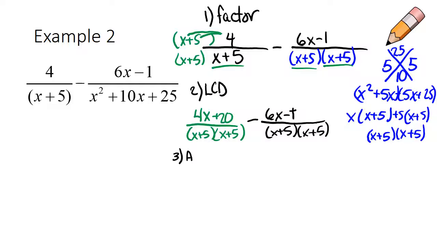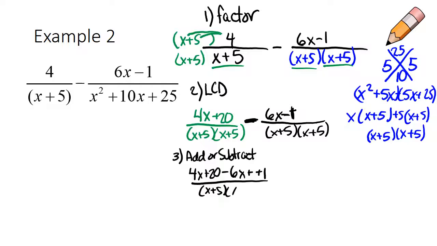Step 3, add or subtract. In this case, be very careful. You're subtracting the 6x and subtracting the negative 1. So watch your signs. I end up with 4x plus 20, subtract 6x, subtract negative 1, which changes to adding. Bring down that common denominator.